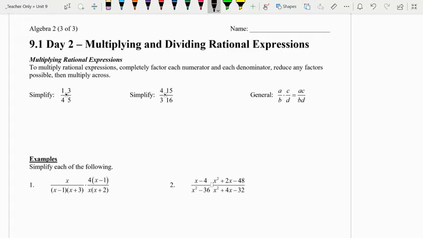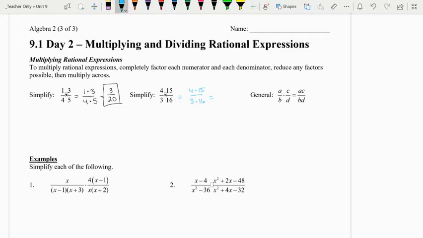So let's think about this as just normal numbers, right? If we were multiplying fractions, we would multiply 1 times 3, and then multiply 4 times 5. Then we would say 3 over 20 is our final answer. Now, you can definitely still do that in the next one: 4 times 15 over 3 times 16. I don't know why I put a parenthesis that time. That still means multiply, right?